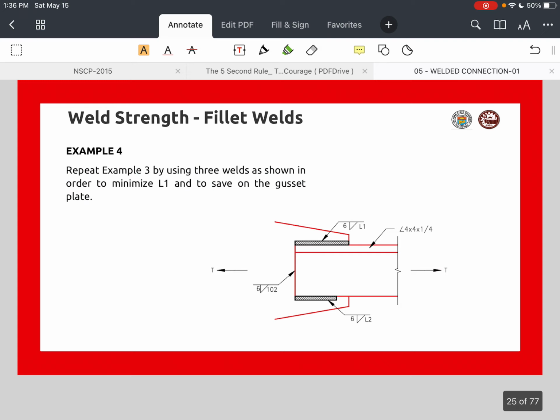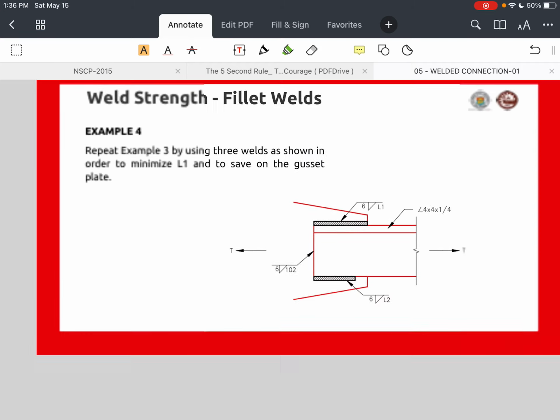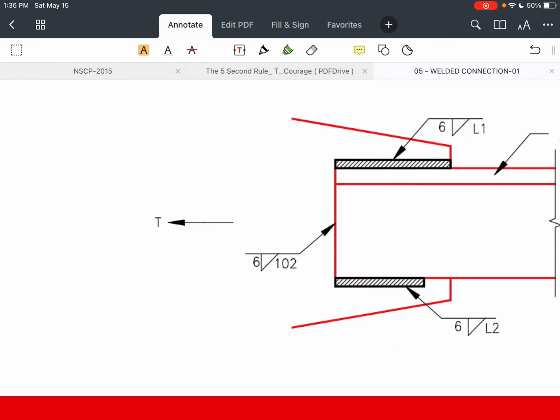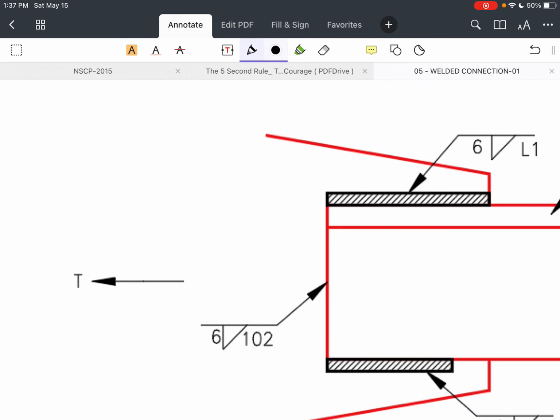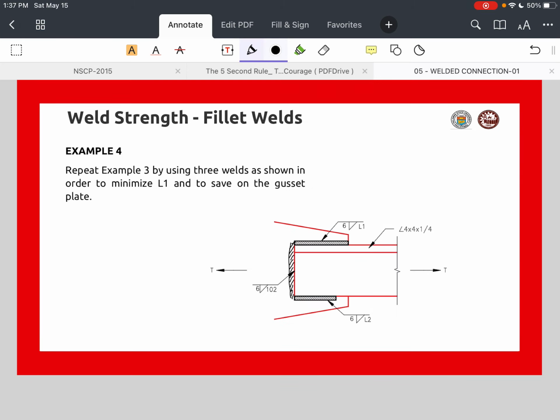Alright. Now, for our fourth example, okay, so we only have to repeat example number 3, but by using 3 welds here. Okay, so meron tayong L1 and L2 again, but meron tayong pangatlo, which is yung nasa perpendicular dun sa dalawang weld natin. Hindi ko na lang in-include dyan, but the weld is in here. Now, we have to repeat the example number 3 by using 3 welds to minimize L1 and to save on the gusset plate. Okay, so discuss ko lang.